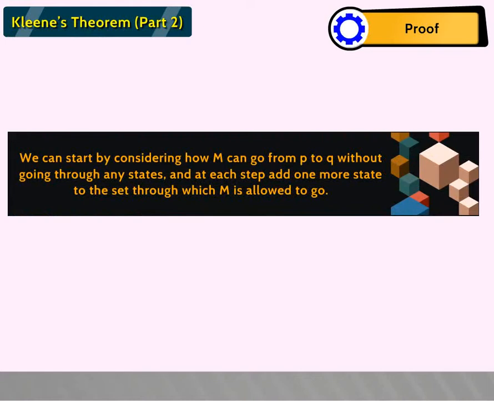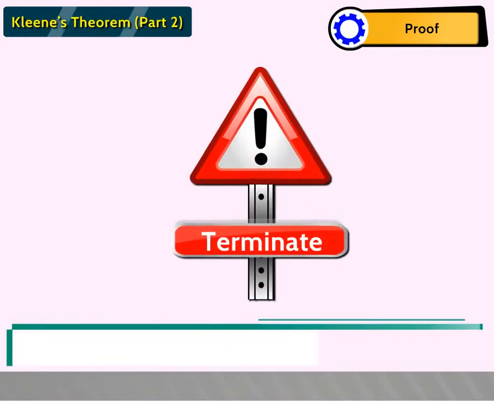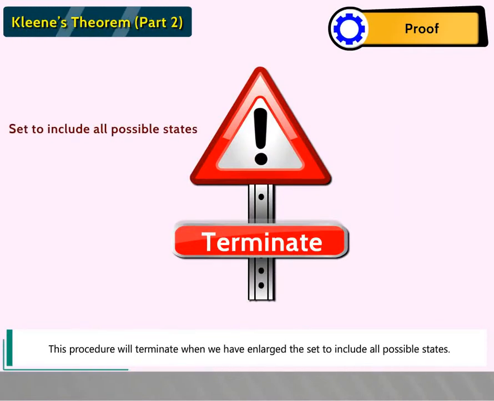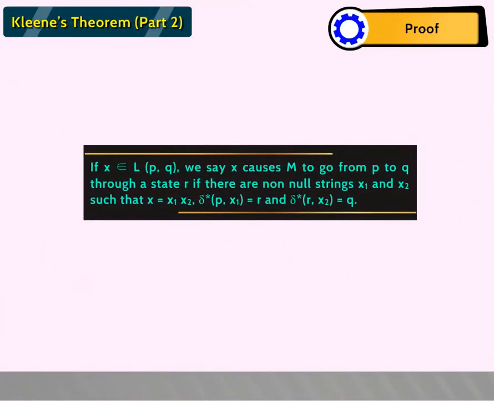We can start by considering how M can go from p to q without going through any states, and at each step add one more state to the set through which M is allowed to go. This procedure will terminate when we have enlarged the set to include all possible states. If x belongs to L(p, q), we say x causes M to go from p to q through a state r if there are nonnull strings x1 and x2 such that x = x1x2, δ*(p, x1) = r, and δ*(r, x2) = q.